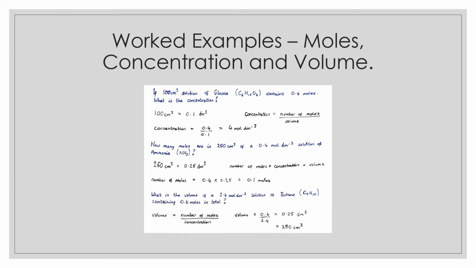Finally, we have the concentration and the number of moles. So all we need to do is divide 0.6 by 2.4 and we get the answer, which is 0.25 decimeters cubed, or in centimeters cubed, 250. Hopefully, you will follow that. If not, go back and review and see if you can get it. As I have said, this is an extremely useful set of equations in chemistry, so it's important to understand them. If this made sense, then let's proceed.